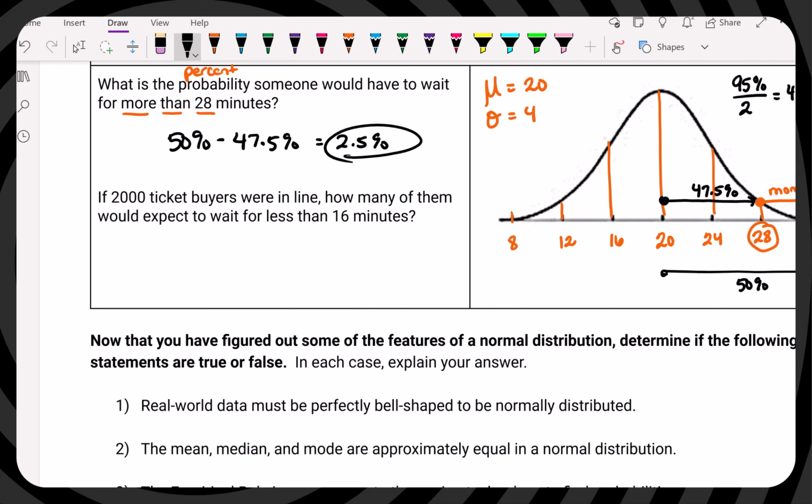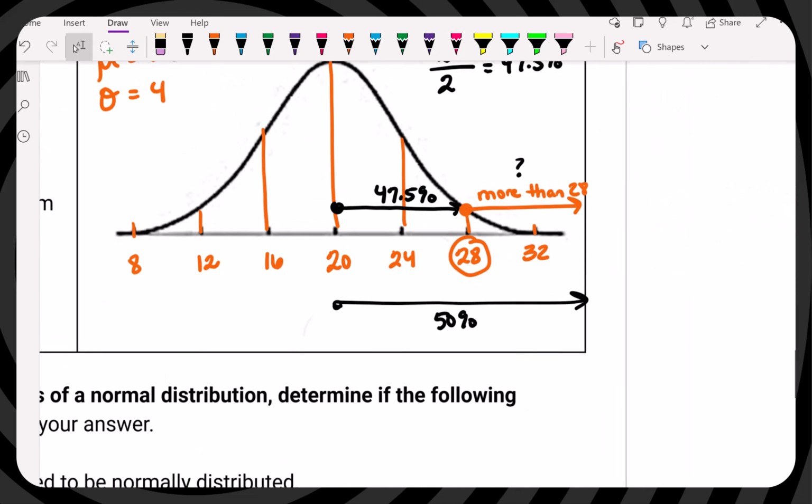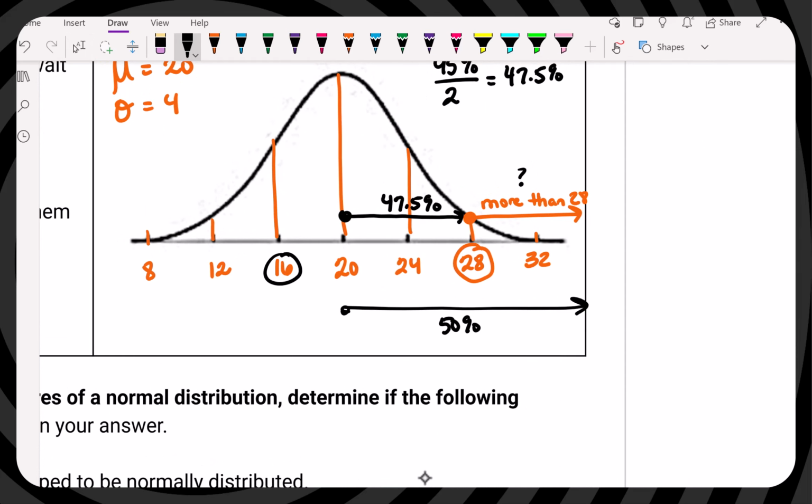Next question, it's giving you the total. So you've got 2,000 tickets in that data, or ticket buyers in the data. How many of them would you expect to wait for less than 16 minutes? So the first thing you have to do is figure out the percent that is less than 16. And then the second thing you're going to do is actually figure out the number, okay? So where is 16 in this data set? It is here. And if I wanted to draw less than 16, it would look like this.